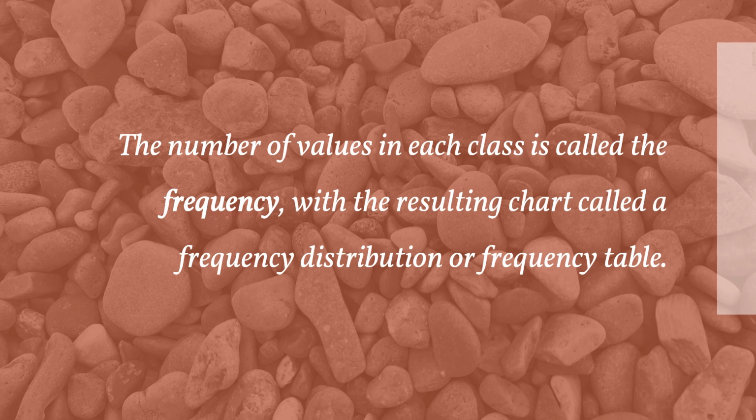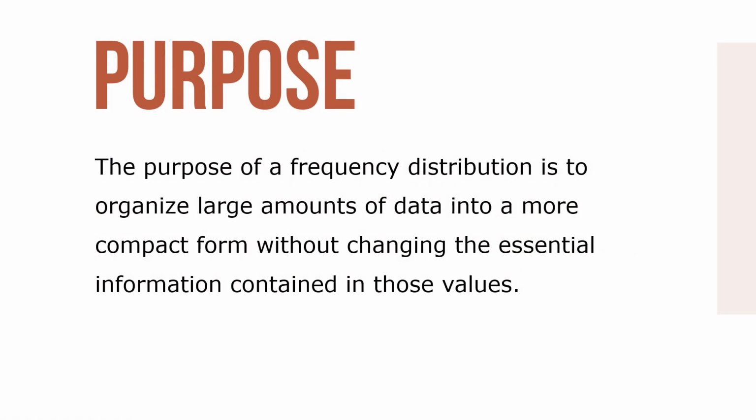The number of values in each class is called the frequency, with the resulting chart called a frequency distribution or frequency table. The purpose of a frequency distribution is to organize large amounts of data into a more compact form without changing the essential information contained in those values.